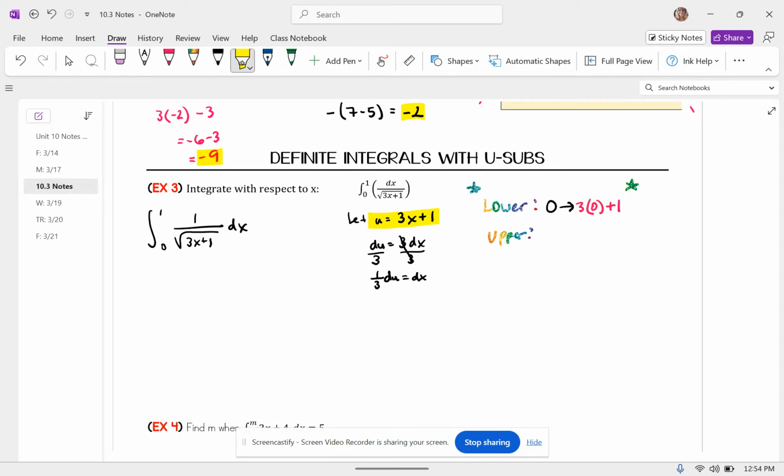Okay, so make sure you know where this came from, because I'd say this is probably the number one thing kids forget: how do I change the bounds with the u and not have x's? It kind of goes in where the x was. You're putting all the x's in terms of u's, so you're going to put the bounds in terms of that.